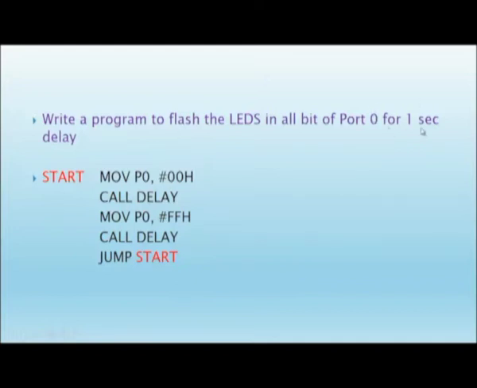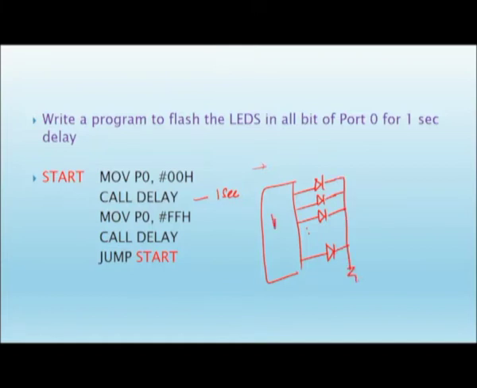For a 1 millisecond delay, I will call it here for 1 second. So, at this time what will happen? Now I have a port 0 with 8 bits, and the 8 bits are connected to the LEDs. This is port 0, from P0.0 to P0.7. By giving this instruction, MOV P0, 00H, all LEDs go off. How long it stays off depends on the delay, which is 1 second.